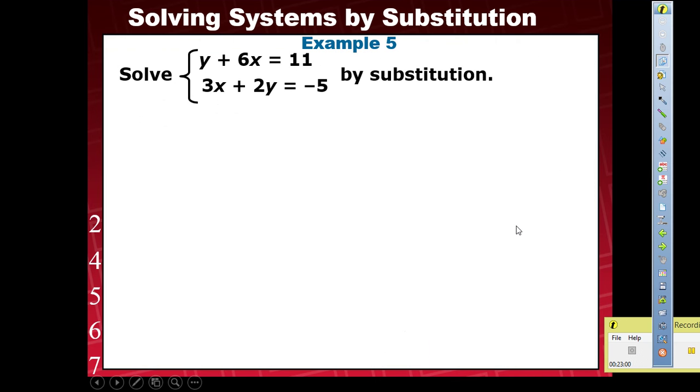This one has a little slider, or I don't want to say a curveball, but it has a little slider. So copy that. Example 5. y plus 6x equals negative 11. 3x plus 2y equals negative 5. So we're going to do this one together. I'm going to ask somebody to help me out.